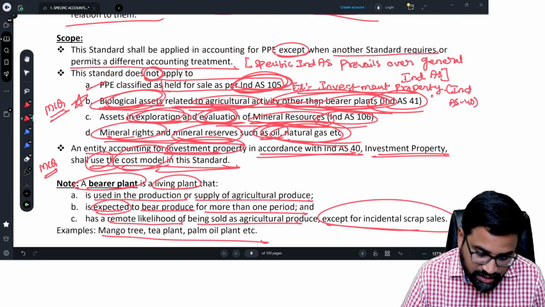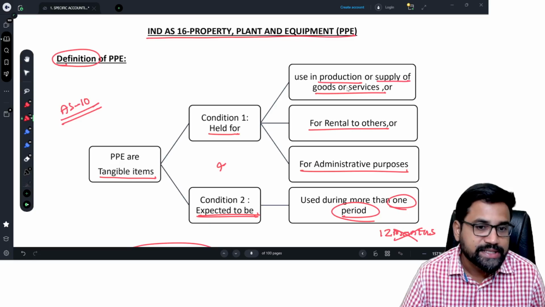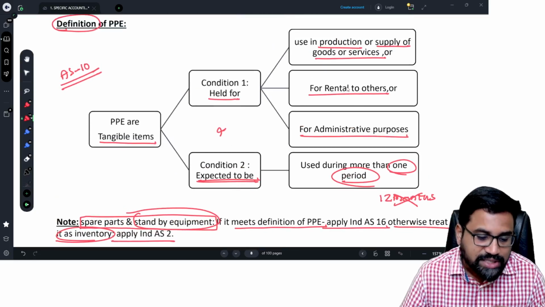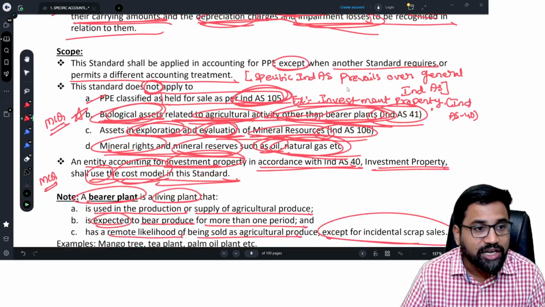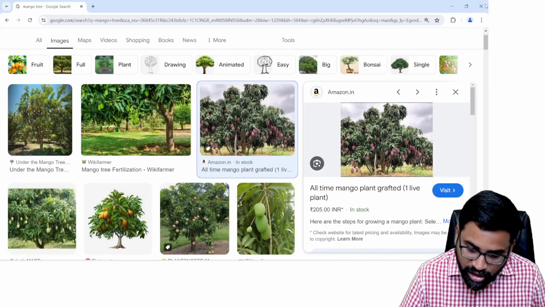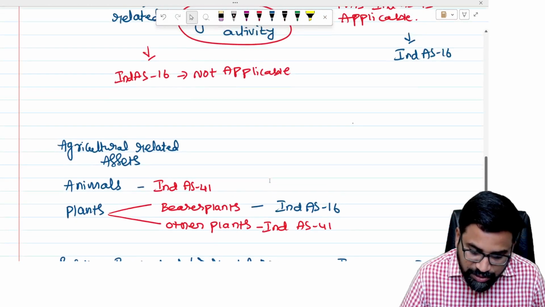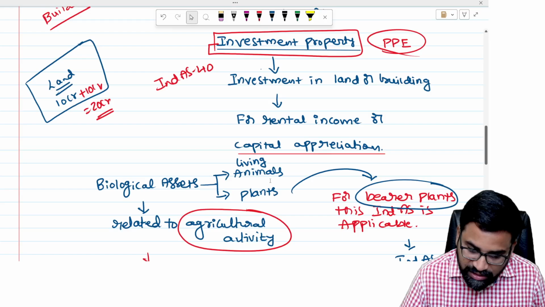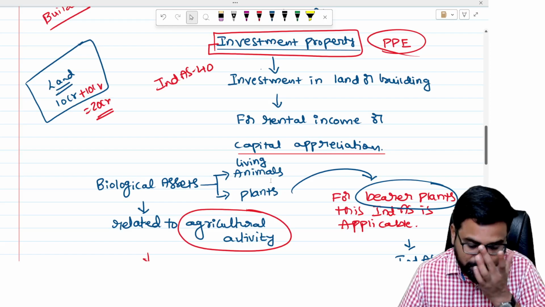So this is the scope of this standard. What we have discussed so far in IND AS 16: we have completed the definition of PPE, and I told you the objective of the standard. I covered the scope of the standard, so we covered up to scope, and I also explained investment property. So I have given analysis related to investment property also.